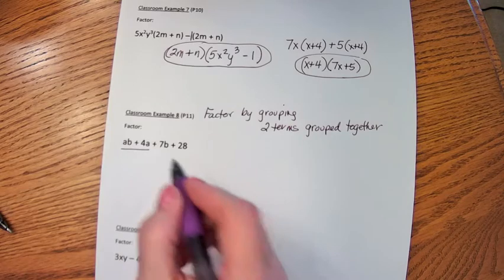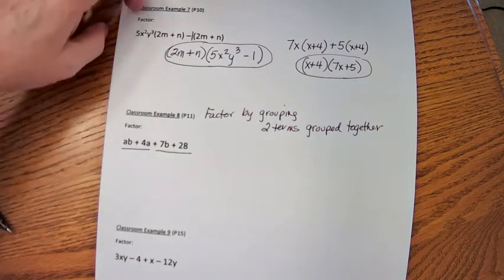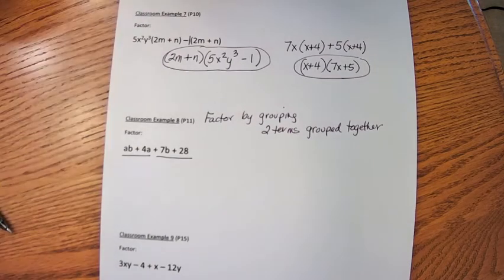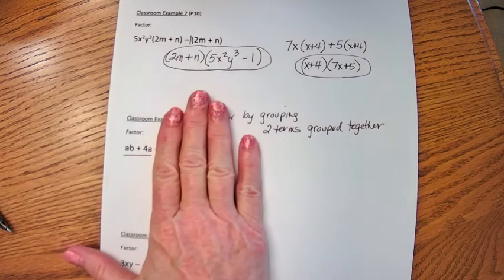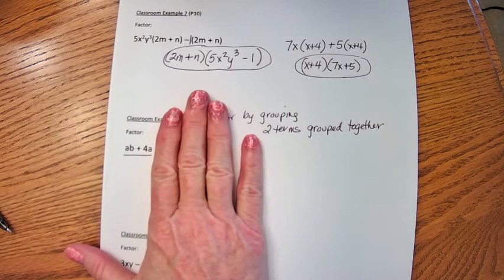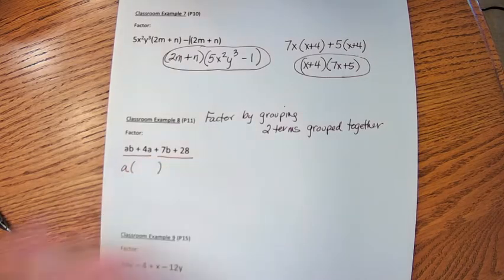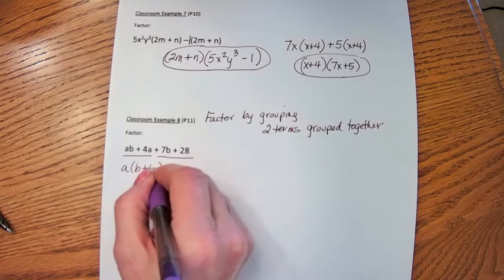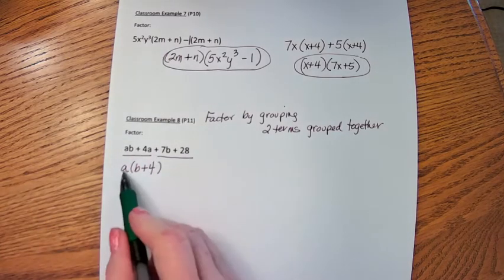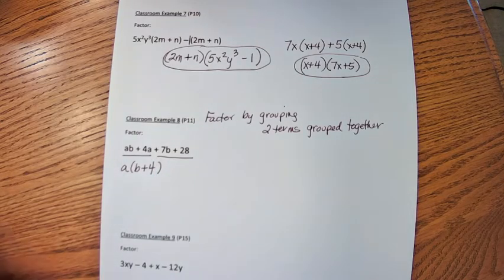Okay, so I'm going to group these two together and these two together and see if I actually have a common factor. Forgetting the third and the fourth term, let's just look at AB plus 4A. Of those two terms, I can factor out an A, and I'm left with B plus 4. Go ahead and do a check. A times B is AB. A times 4 is 4A.